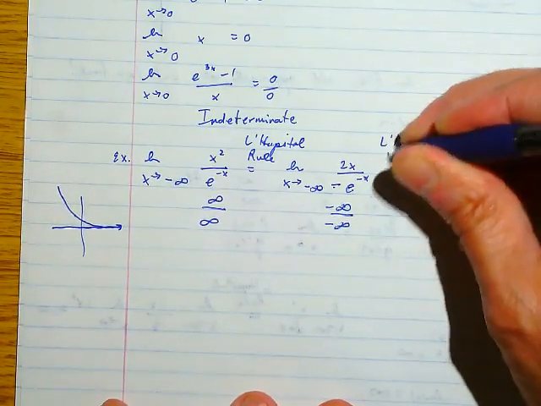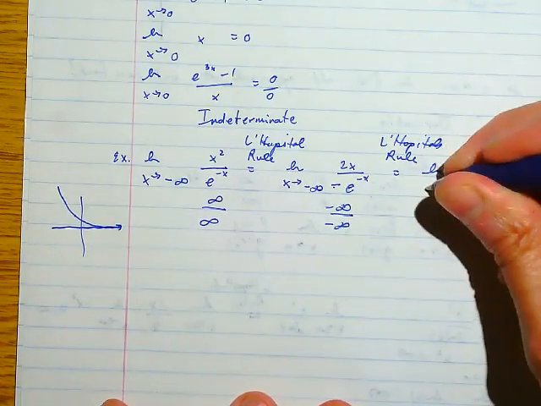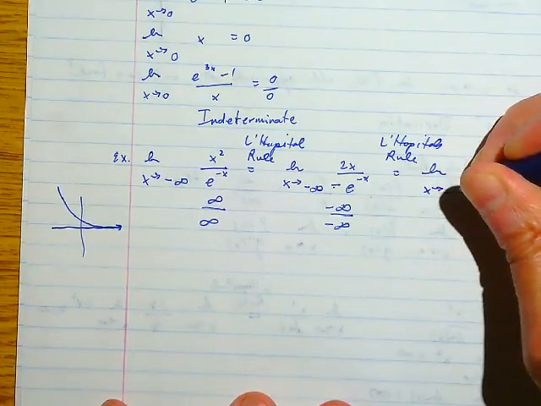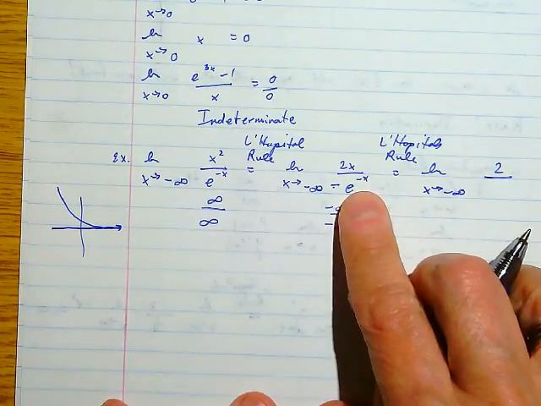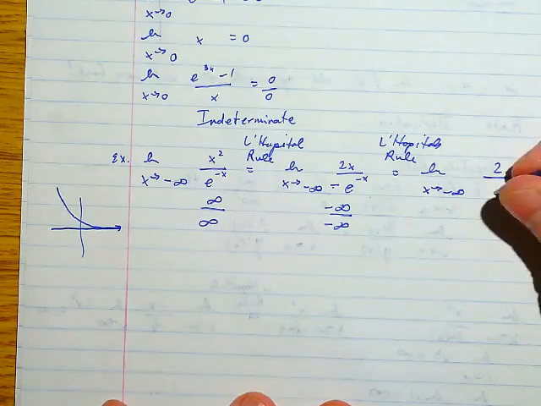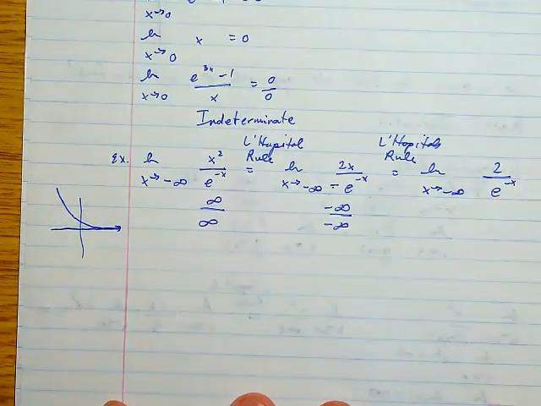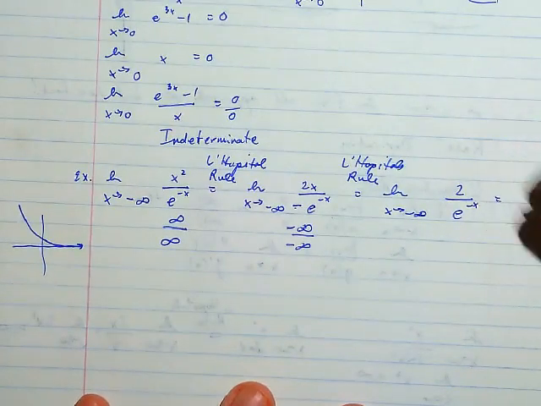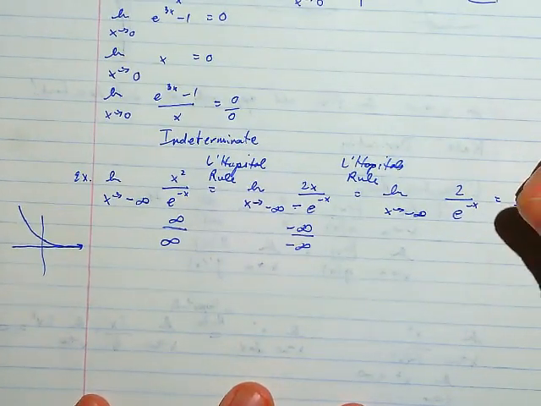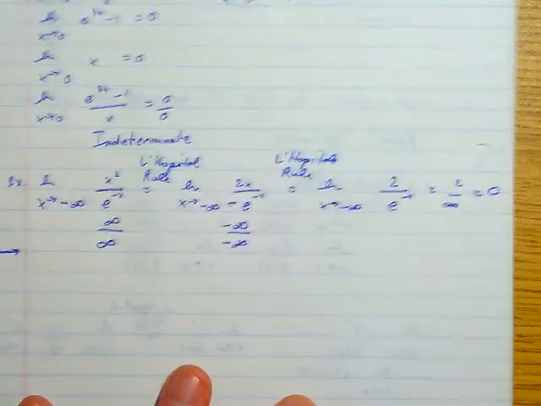L'Hopital's rule. And that tells us to take the derivative one more time. Limit as x approaches negative infinity of 2, and then e to the negative x again is e to the negative x times negative 1. But we've got that extra negative 1, so it's just going to be positive e to the negative x. Well, I can evaluate that now. It's 2 divided by infinity, which is 0. Okay?